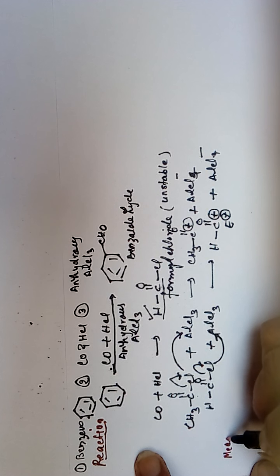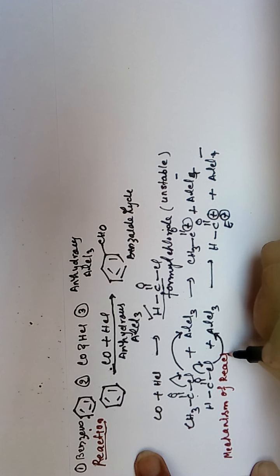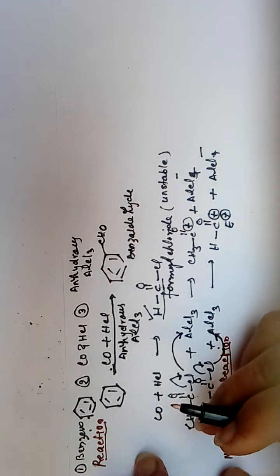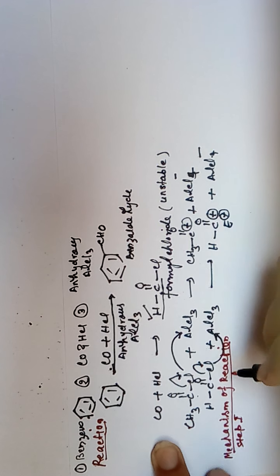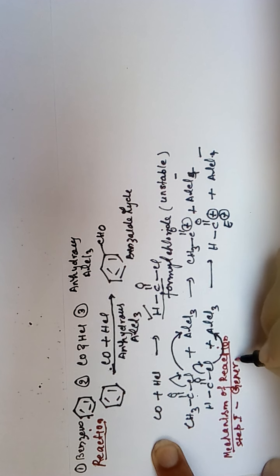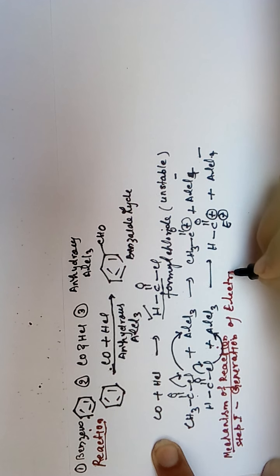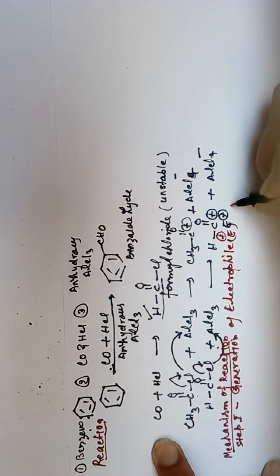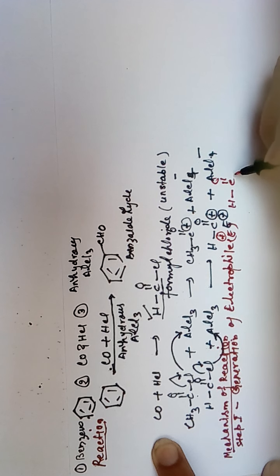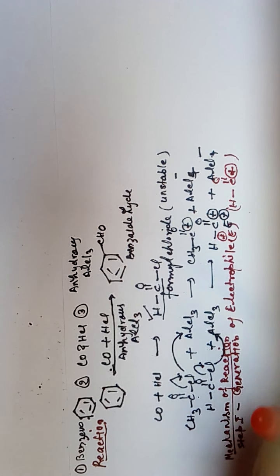Now let's see the mechanism of the reaction. Step 1: generation of the electrophile. How is the electrophile generated? Here the electrophile is HC double bond O positive. It is the electrophile. How is it generated?